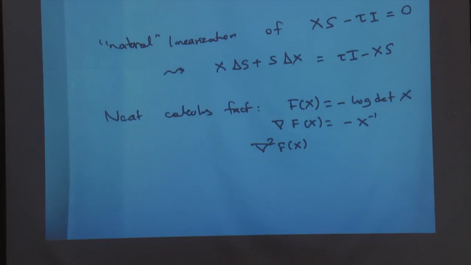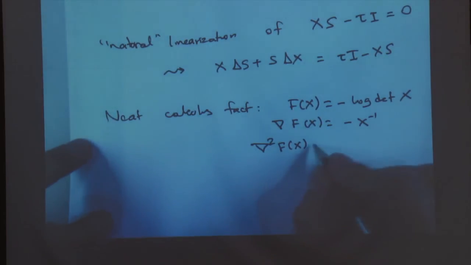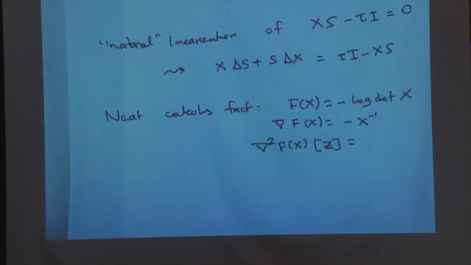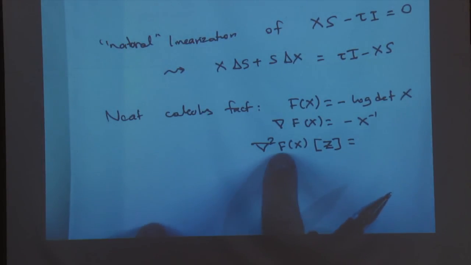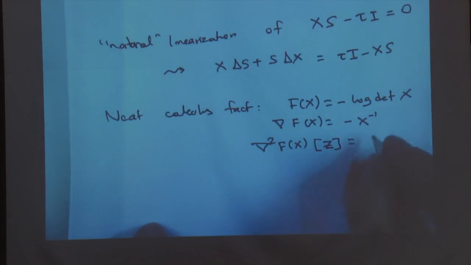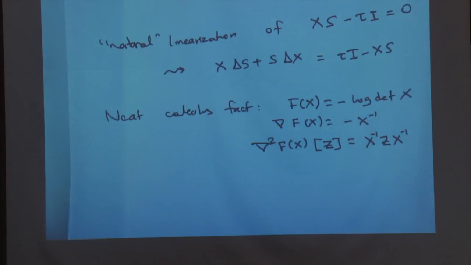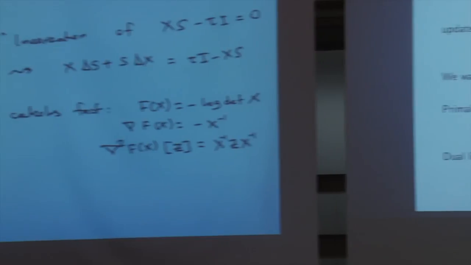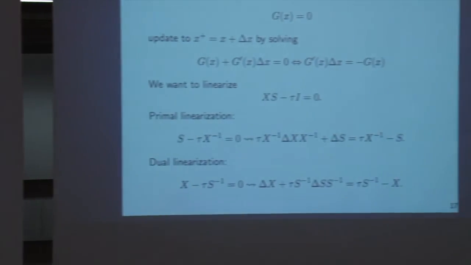The Hessian is a little tricky because it would be a matrix that is n squared by n squared. So it's easier to think about what happens if I apply the Hessian to another vector, say z. When I multiply the Hessian by a vector, I get a vector. If I apply the Hessian to another matrix z, what I get is x inverse z x inverse. So when we linearize x inverse, we get that potential linearization, the first one.